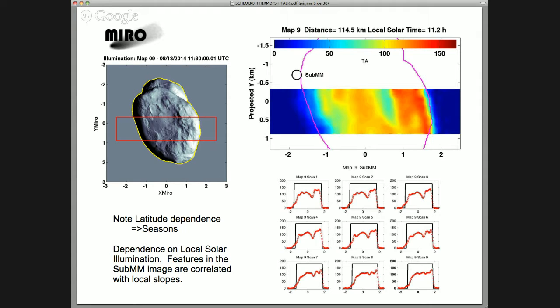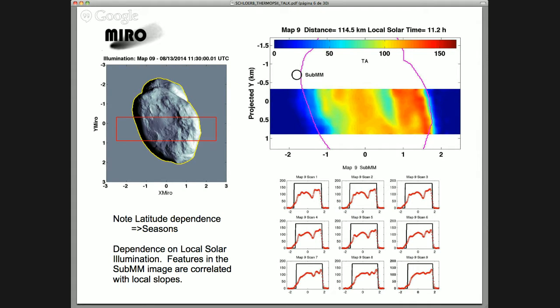Over here is a map from the sub-millimeter channel. You can see there's quite a bit of structure. You can see that in the scans that we go across here. One thing you see is that the temperature goes down as we go from this area on the nucleus, which is the higher latitudes, down to the lower latitudes. So there's a seasonal dependence that's important. And then there's a lot of features in here. And the features are always correlated with basically local slopes and topography and places where there's shadows. In fact, this big hole in the emission correlates pretty well to a region next to a wall where there's a shadow.